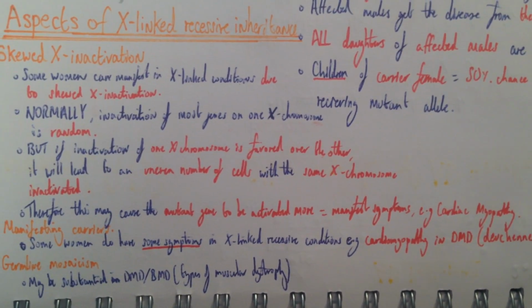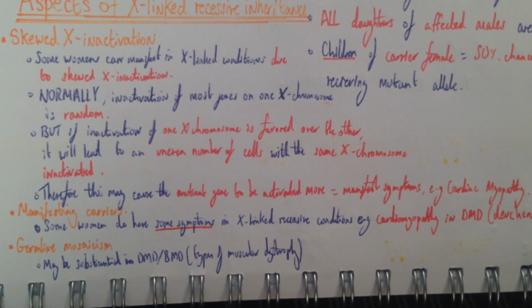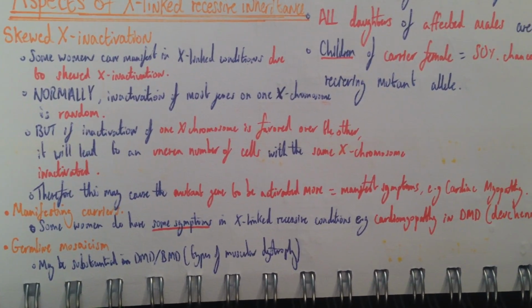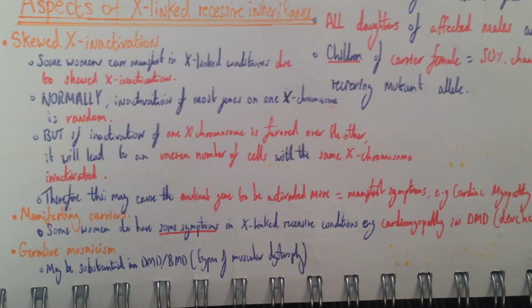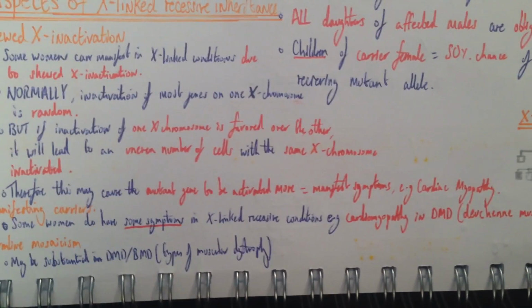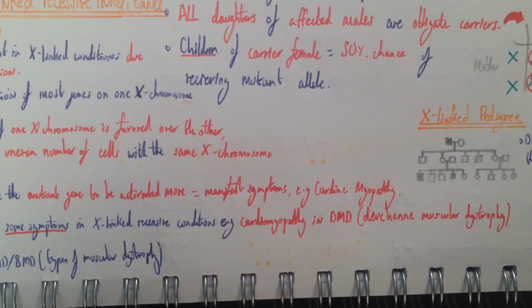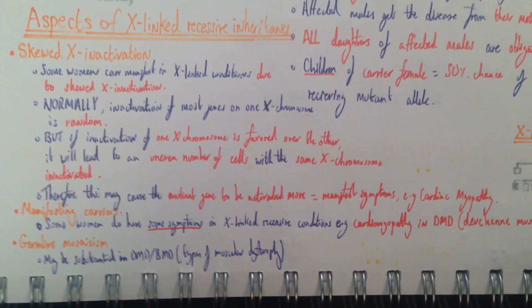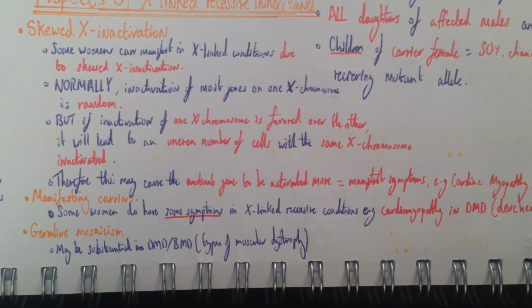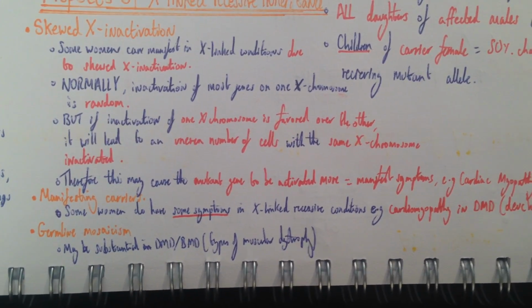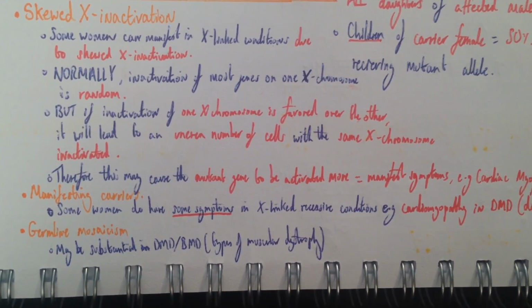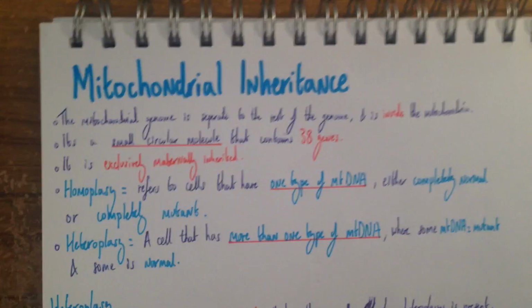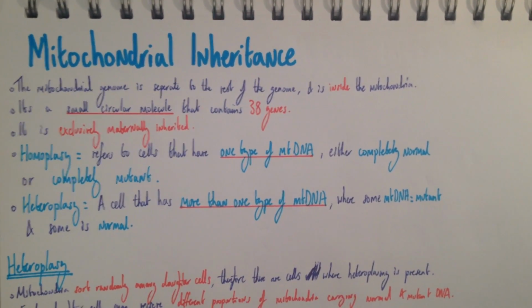For example, cardiomyopathy. Manifesting carriers are some women that do have some symptoms in X-linked recessive conditions, e.g. cardiomyopathy in DMD, which is Duchenne muscular dystrophy. There's also germline mosaicism, which we talked about before, which may be substantial in DMD or BMD, which are both types of muscular dystrophy. Okay, and moving on to the last part about mitochondrial inheritance.